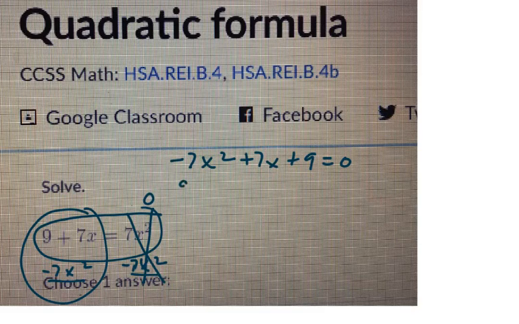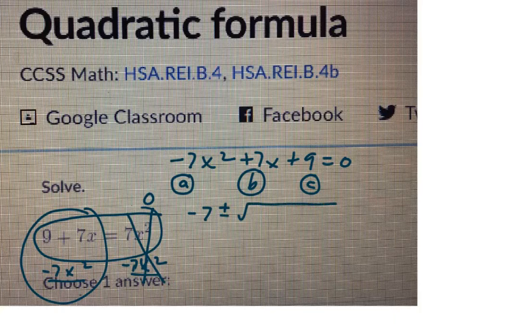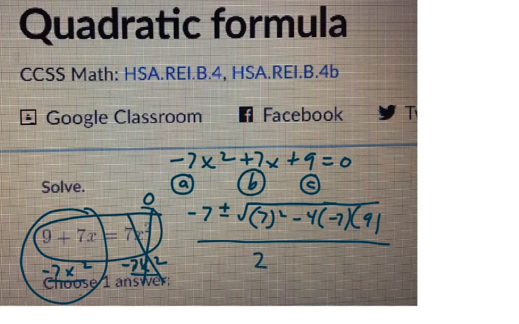So, our a, therefore, always goes with the x squared term. Our b always goes with, in this case, the x term. Our c is always the constant, the number by itself at the end. And so, the quadratic formula, as shown here, we're going to use is simply negative b plus or minus the square root of b squared minus 4 times a times c, all over 2 times a.